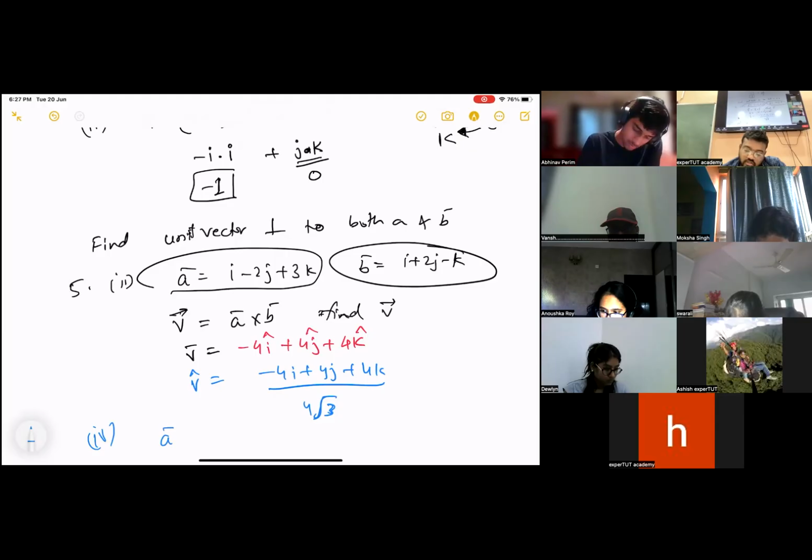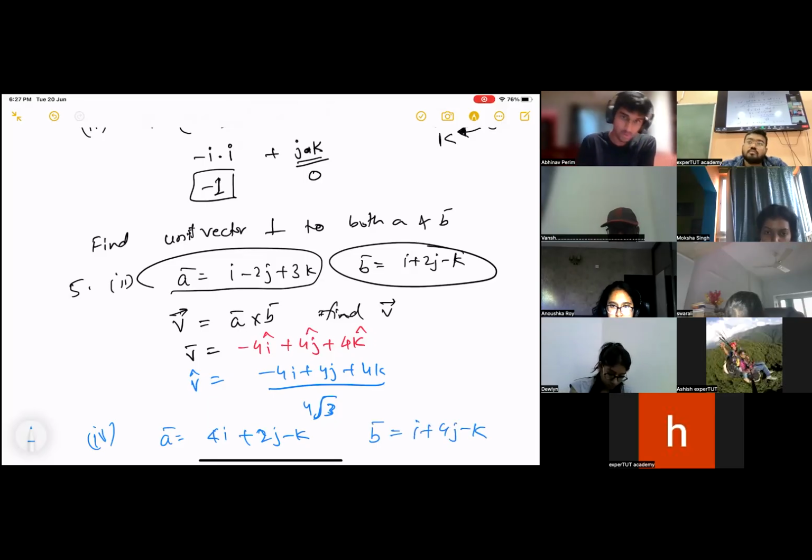The question is A is equal to 4I plus 2J minus K and B is equal to I plus 4J minus K. That is 4, 2, minus 1 and 1, 4, minus 1.